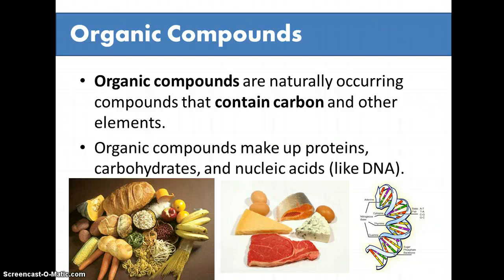An organic compound is anything that is a naturally occurring compound that contains carbon and other elements as well, but the main thing is that it has to have carbon in it to be considered organic. Organic compounds are found everywhere. They're in our proteins, carbohydrates, they're even in our own DNA. So pretty much anything that is a biotic factor is going to have organic compounds in it. So it's really something that we are going to focus on when we talk about the carbon cycle.